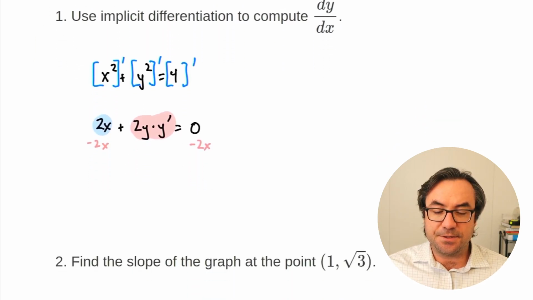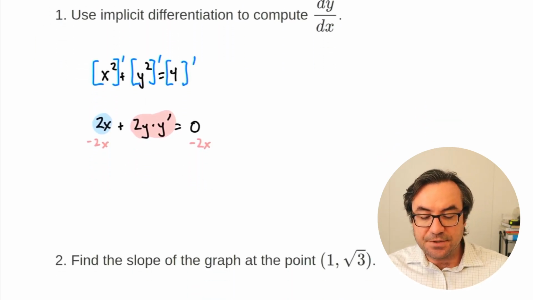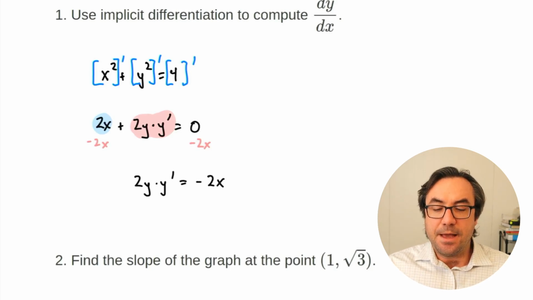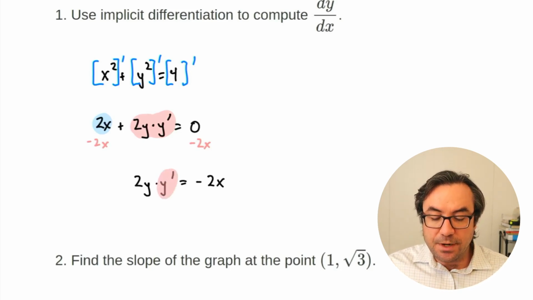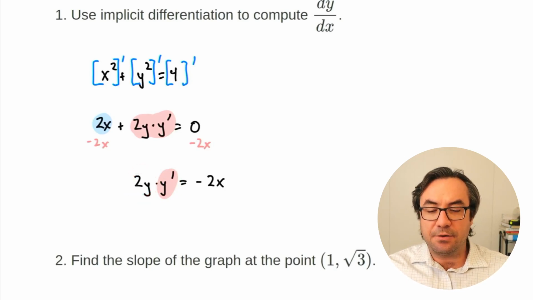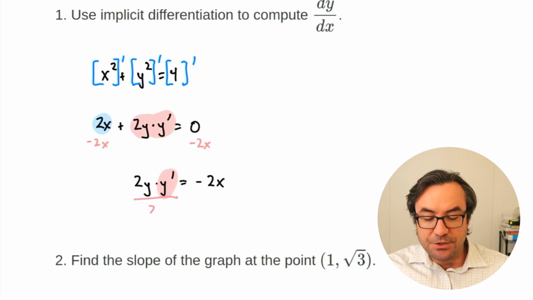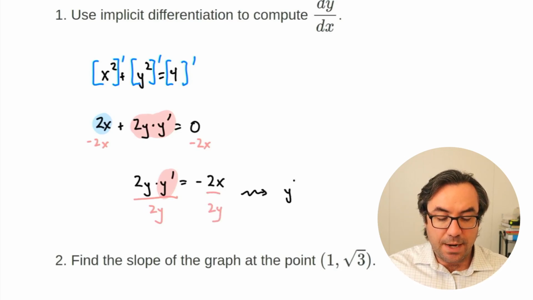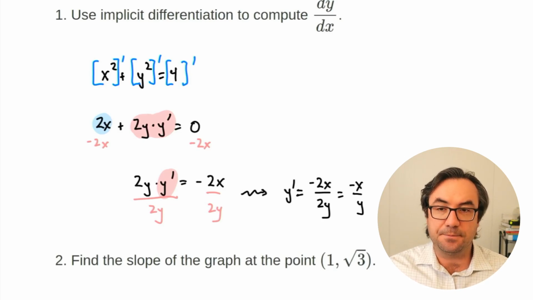And when we do this, this gives us the equation 2y times y prime is equal to negative 2x. And then for our last step, we want to solve for just the y prime. So we want the y prime all by itself. So we've got to get this 2y out of there, and the way to do that is just by dividing. And so when we do this, we end up with y prime is equal to negative 2x over 2y. And if we cancel off the 2's, we end up with negative x over y.